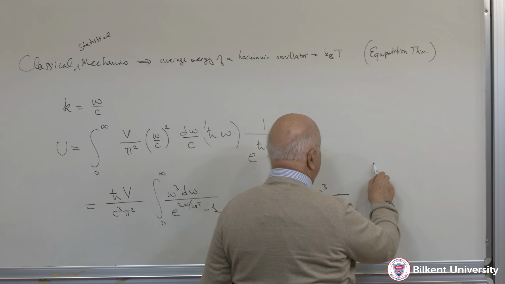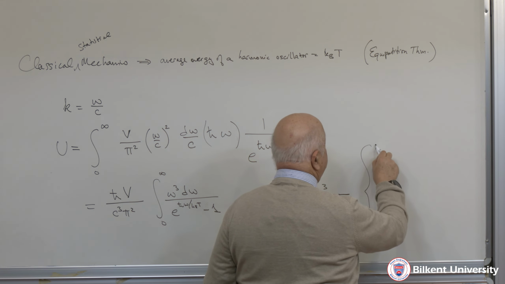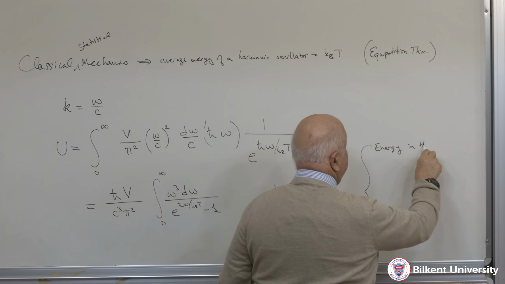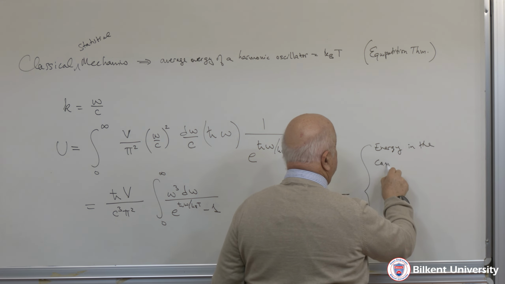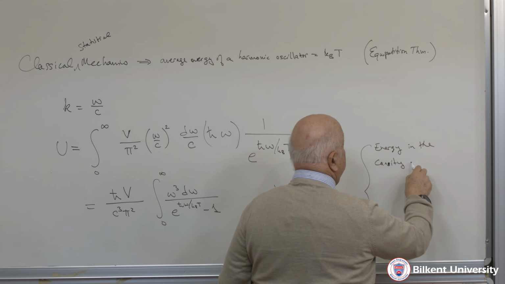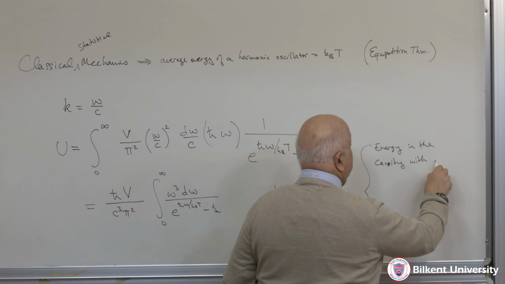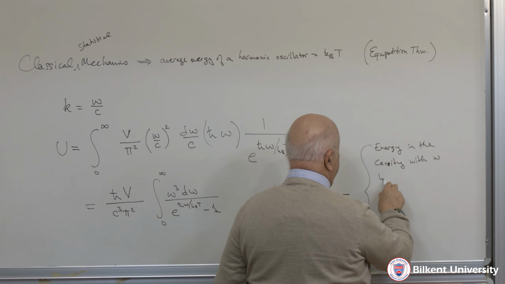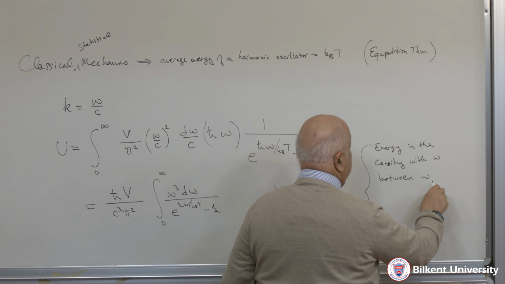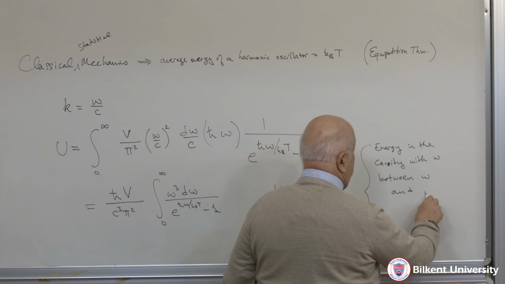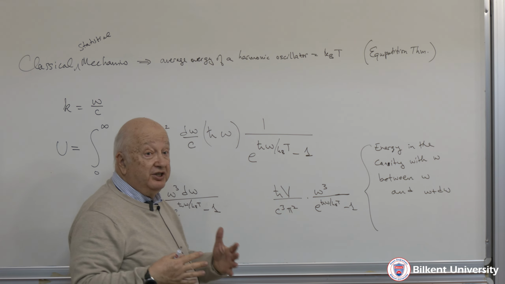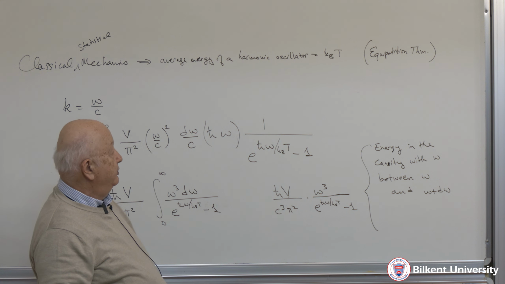So maybe I'll write it over here in English. This is going to be the energy in the cavity with frequency between omega and omega plus d omega. So it is some sort of energy density per frequency.